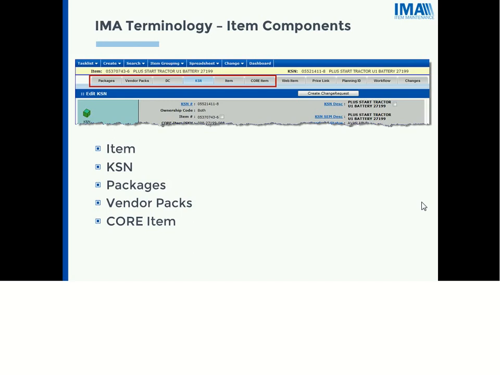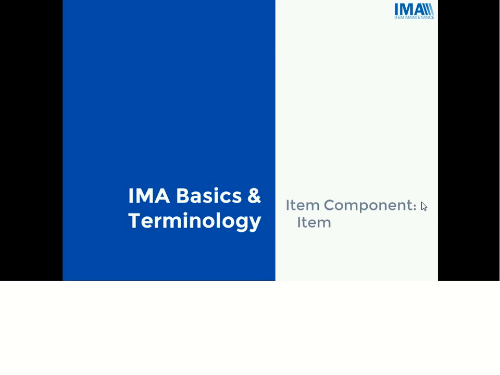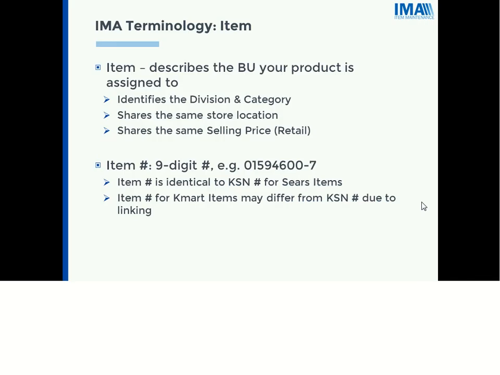So some of the other components or pieces of an item, you have the item, you have the KSN, you have the packages, the vendor packs, and core item for those Sears items. Now each of those components or pieces have a tab in IMA. And on each of those tabs, there is information specific to each of those components. So first we're going to talk about the item.